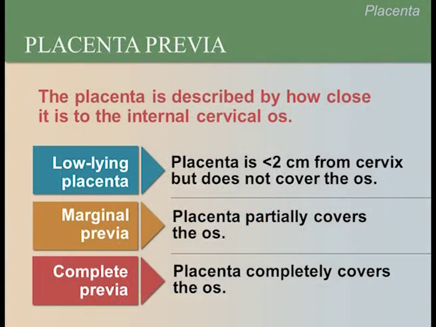In the condition called placenta previa, the placenta is much closer to the os and may in fact cover it. There are 3 main types of placenta previa: low-lying, where the placenta is less than 2 centimeters from the os but does not cover it; marginal, where the placenta covers a part of the os; and complete, where the placenta covers the entire os.